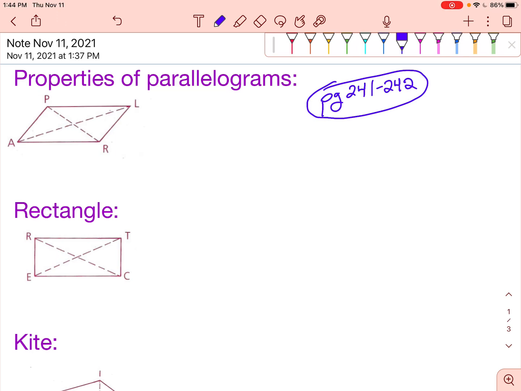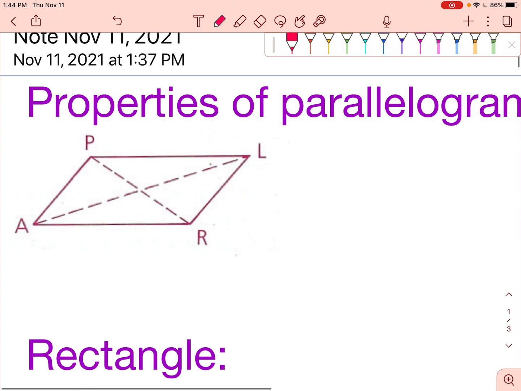And so I recommend you guys look in your books at pages 241 and 242 if you would like to copy down all of the exact properties that we are going through. I'm going to show you them in a more visual approach. So the first property of a parallelogram is the definition of parallelogram. If a quadrilateral is a parallelogram, then opposite sides are parallel. Okay? So if a quadrilateral is a parallelogram, opposite sides are parallel.